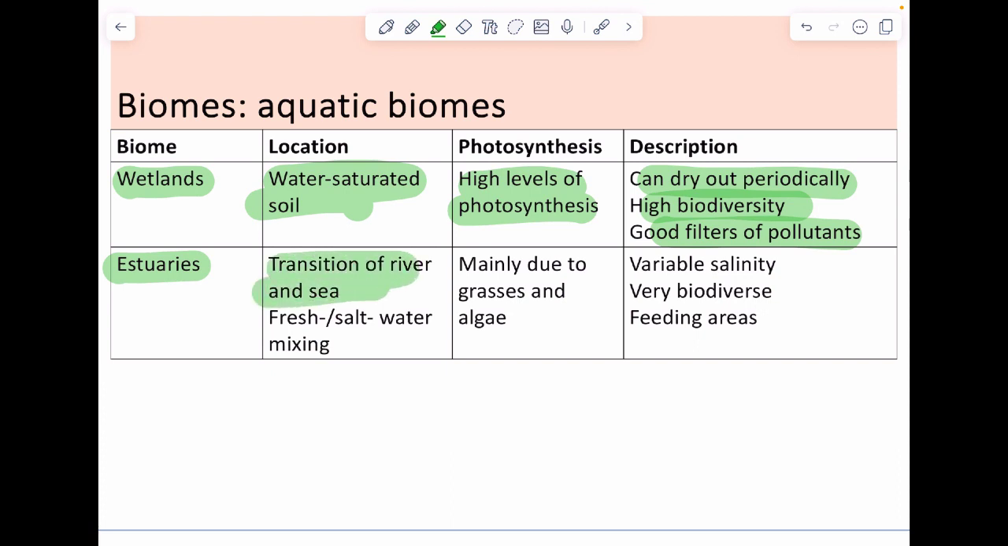Estuaries are where the river and the sea mix, so we get a mixing of salt and fresh water. This produces an edge effect, which is where we get the mixing of biomes, meaning a river environment with a saltwater environment, so we can have organisms from both. A lot of the photosynthesis comes from grasses and algae here, and the salinity fluctuates because it depends on high tides versus low tides. They tend to be quite diverse, and you have some fascinating physiology that has to go on there.